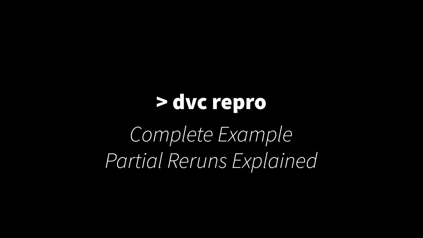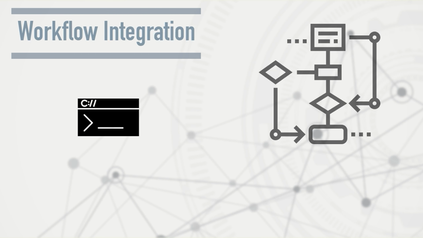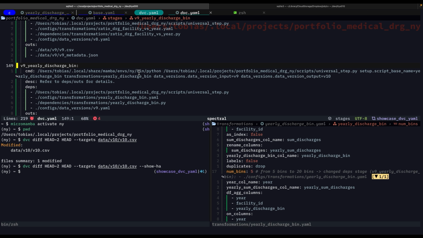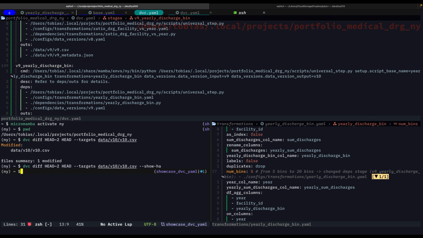The following example shows how a typical workflow using DVC repro looks like. Only rerun stages that have been modified or that depend on a stage that has been modified. To illustrate this, we're examining DVC YAML, specifically focusing on the yearly discharge bin stage. We can see it right here where the cursor is. And if we go to the associated YAML file, the config, we can see that the number of bins is set at 5.